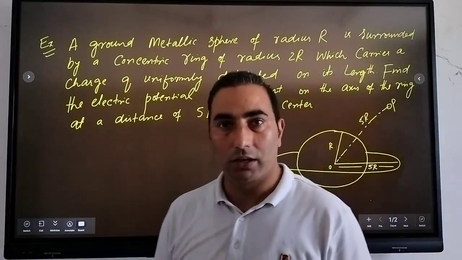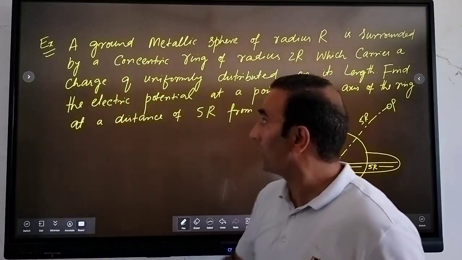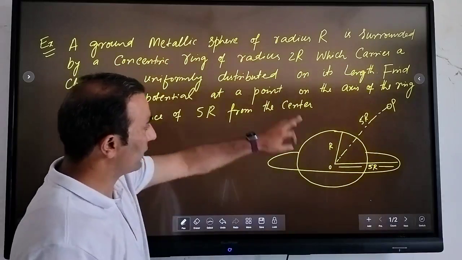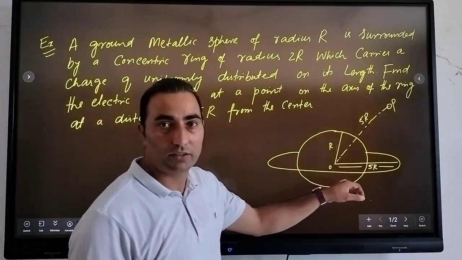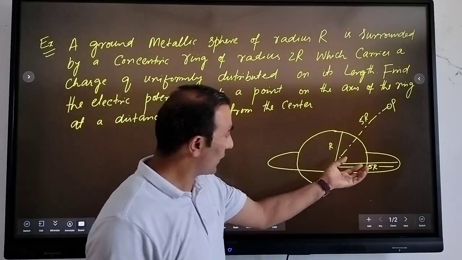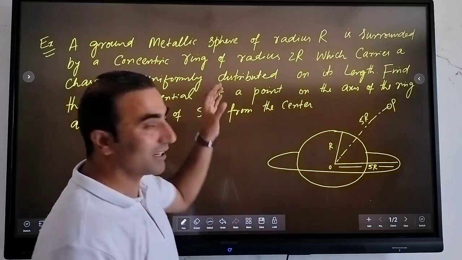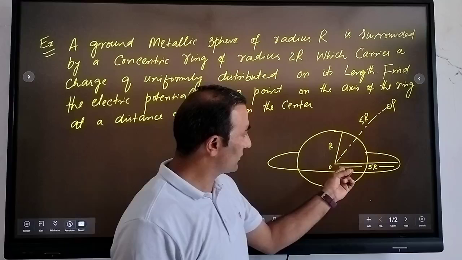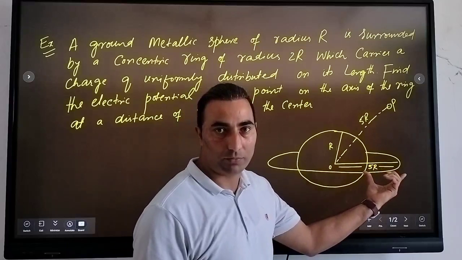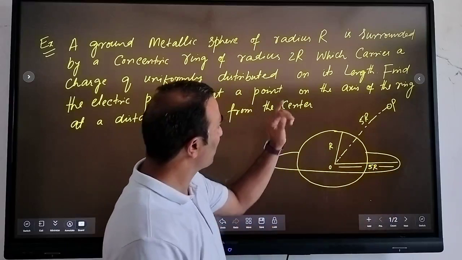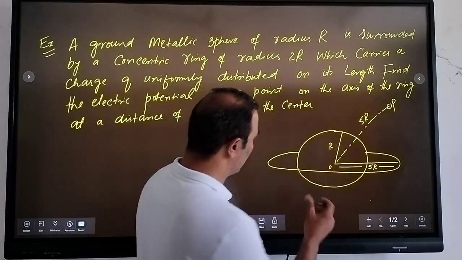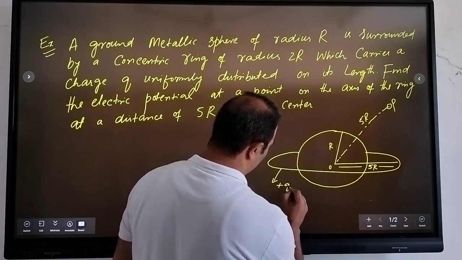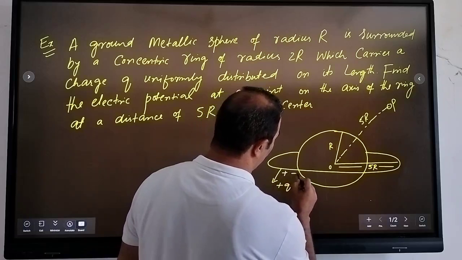Now our problem is that we have a grounded metallic sphere of radius R. तो हमारे पास एक metallic sphere है जिसका radius capital R है, and it is surrounded by a concentric ring. So that means इनका center same है, तो इसके अराउंड एक रिंग है जिसका रेडियस है 5r from the center, because it is concentric, right? This ring carries some charge plus q. So that means इस रिंग पे प्लस q चार्ज है.